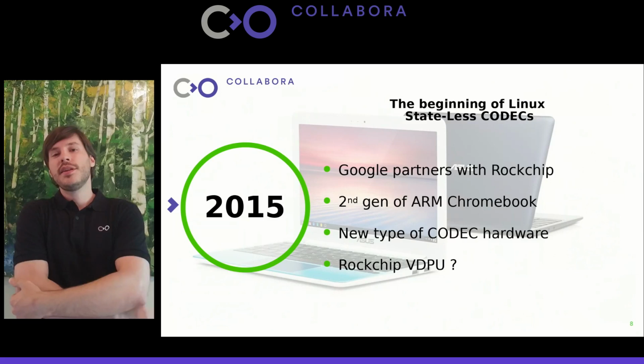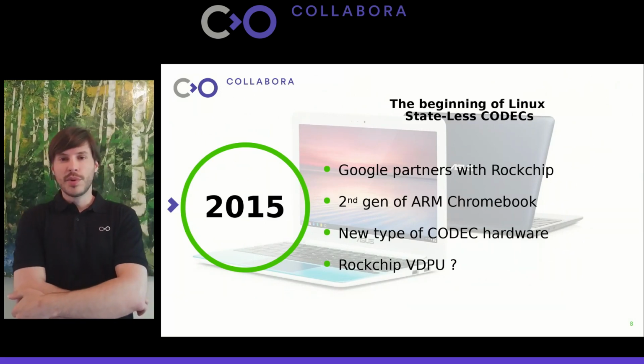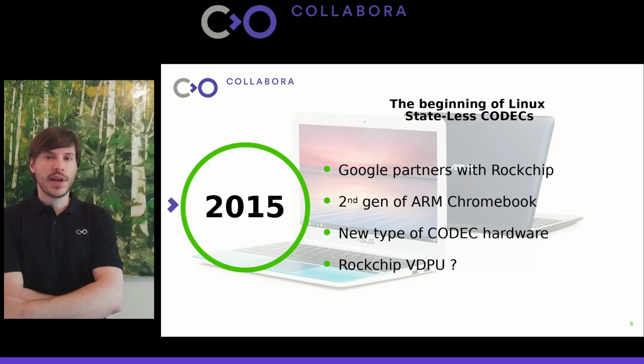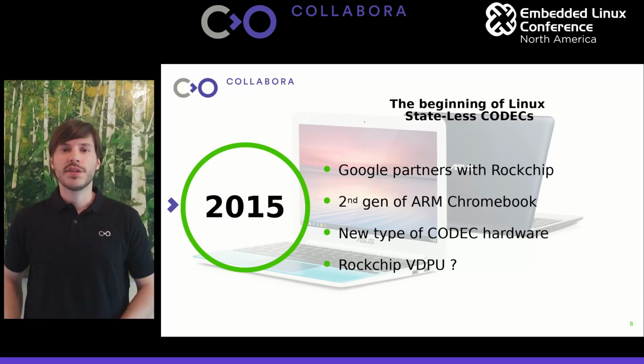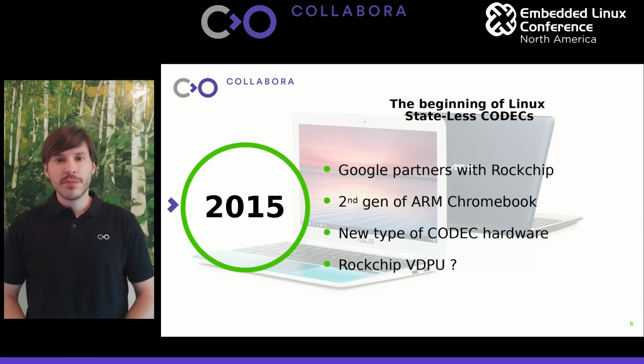Now, things didn't stay there, and Google wanted to go further, and they decided to partner with a new chipset vendor, Rockchip, from China. And with them, they created the second generation of ARM Chromebook, much more powerful, but it also came with a much more complex to use codec.